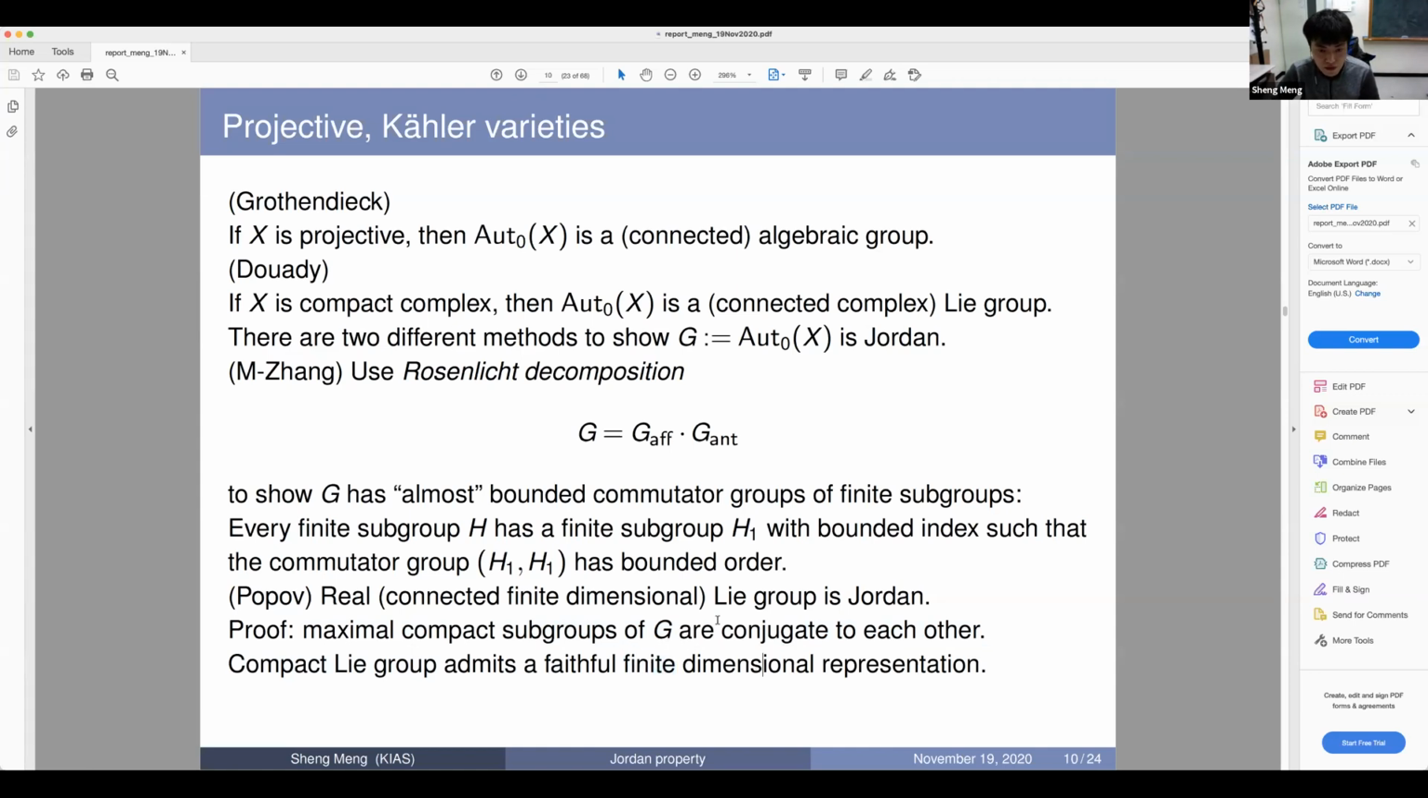Okay, so this is roughly the proof of the automorphism group of projective and Kähler varieties being Jordan. Any question?